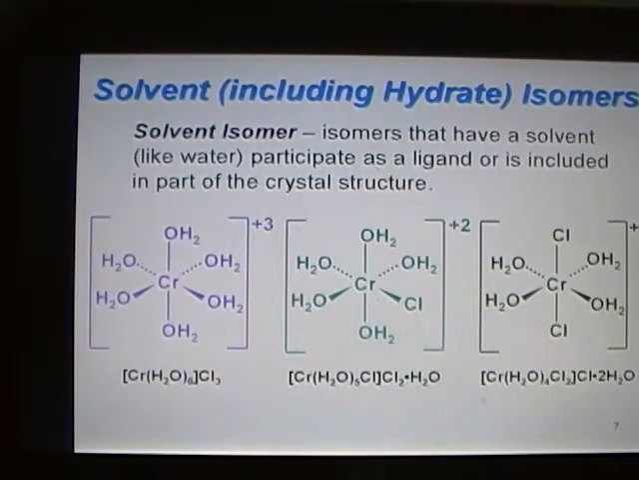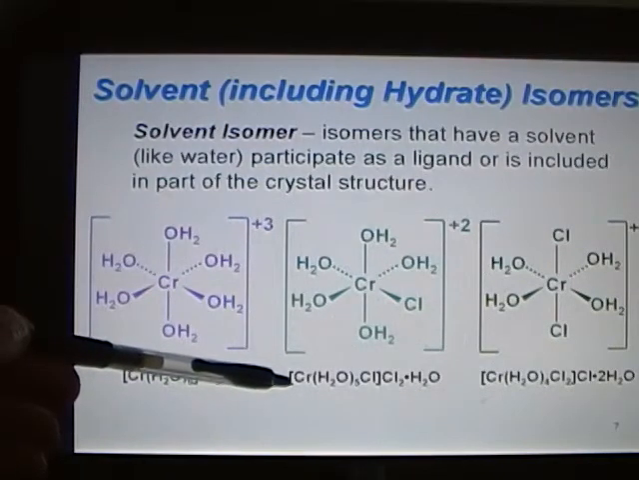We have three compounds with the same formula: CrH2O6Cl3. In the first case, all 6 waters satisfy the secondary valence of chromium, and the 3 Cl minuses satisfy the primary valence. This compound appears purple when you see it.